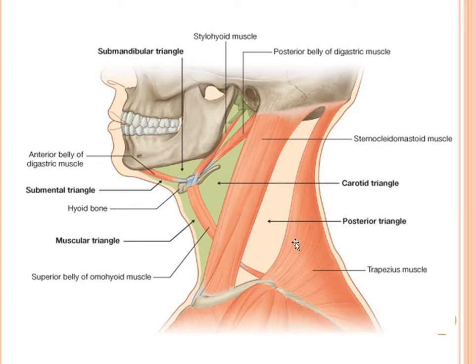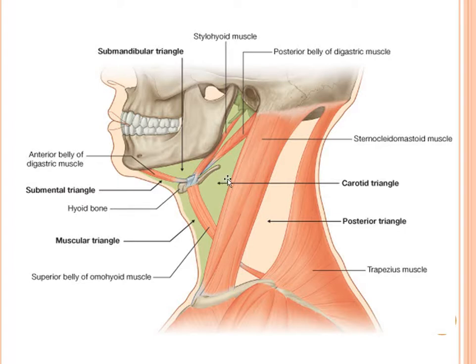And the muscles: this is the trapezius muscle, this is the sternocleidomastoid muscle, this is the anterior belly of the digastric, this is the posterior belly of the digastric muscle, this is the stylohyoid muscle, this is the superior belly of the omohyoid muscle and the posterior belly. This is the hyoid bone.